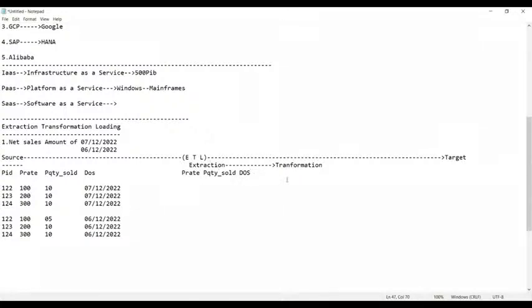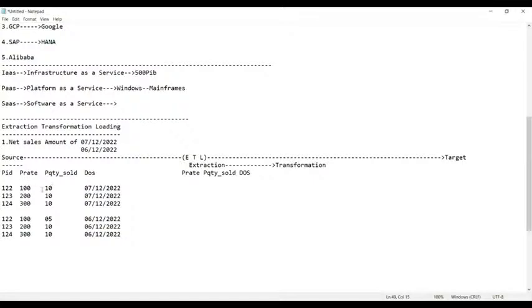Now, guys, the next process is the transformation. Can you tell me how transformation works? Transformation is actually the process of data summarization. So here, can you see 100 rupees is the rate, 10 is the quantity.